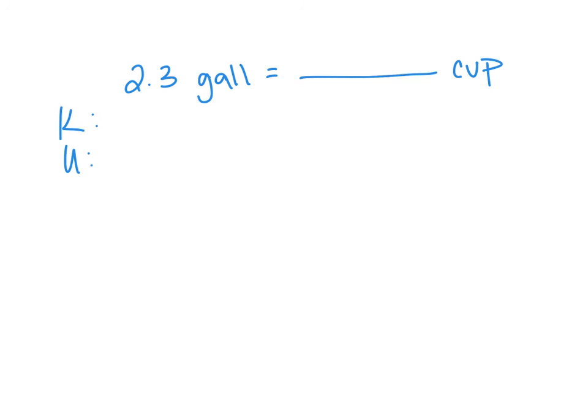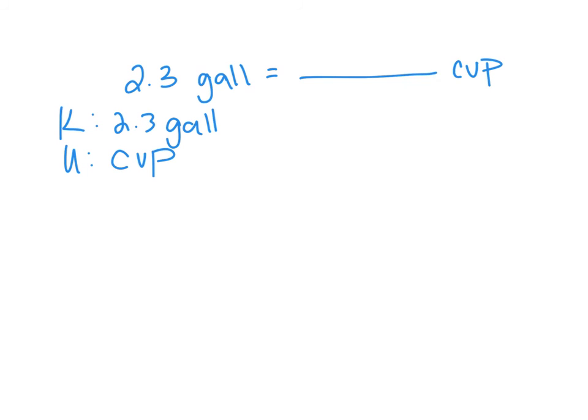All right, so let's say you have 2.3 gallons, and I want to know how many cups that is. Let me make sure that's what I want. Yeah, cups. Okay, so 2.3 gallons, and you need to convert it to cups. All right, so first things first, let's put our known and our unknown. My known for this one, 2.3 gallons. And if you just want to put like a really big G, that's fine. Our unknown is cups, or C.